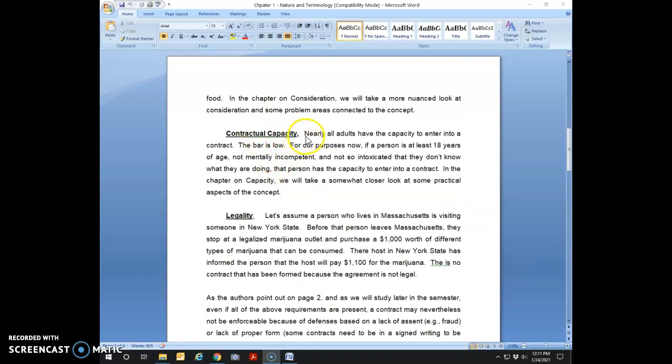Contractual capacity. And again, even when we get there, we don't have to spend an awful lot of time on that, as I put the bar as low. If the person is at least 18 years of age, not mentally incompetent, and not so intoxicated that they don't know what they're doing, that person has the capacity to enter into a contract.